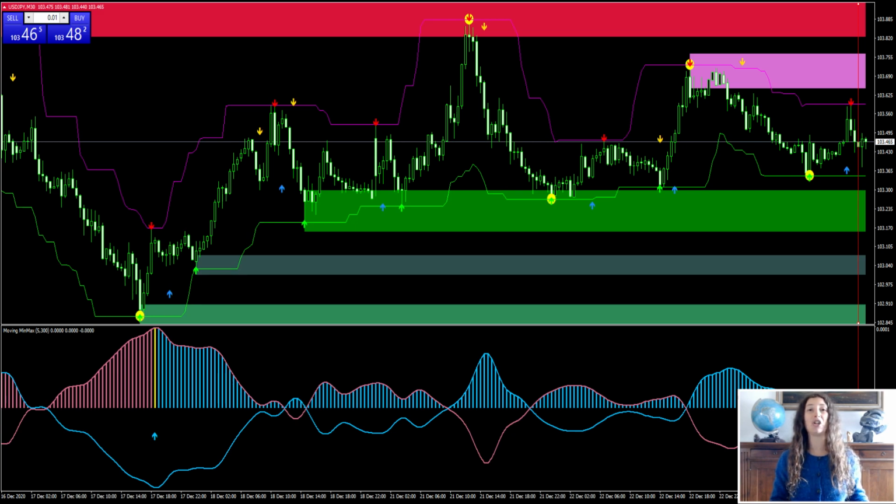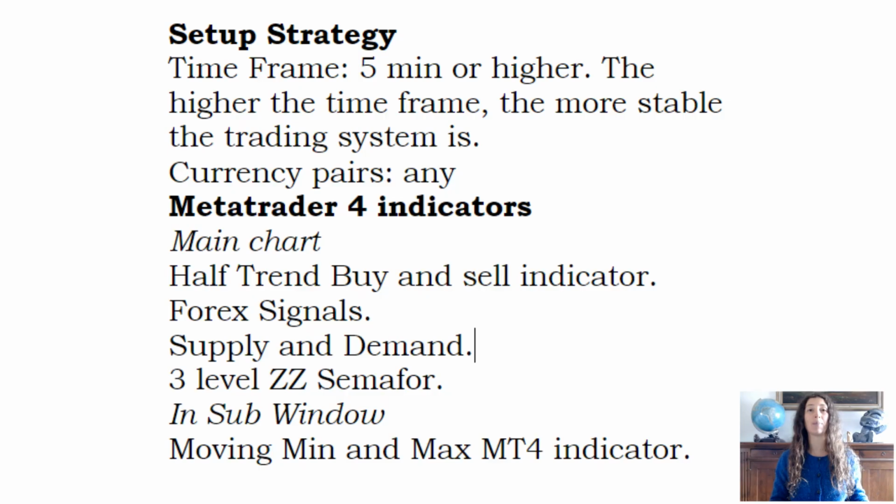In the following image, I show you the setup of the strategy. Time frame: 5 minutes or higher. The higher the time frame, the more stable the trading system is. Currency pairs: any. MetaTrader 4 indicators: main chart, Half Trend Buy and Sell indicator, Forex signals, 3 Level ZZ Semaphore, Moving Min and Max MT4 indicator. In the following video, I show you the setup of the strategy in the MT4 and MT5 platforms.